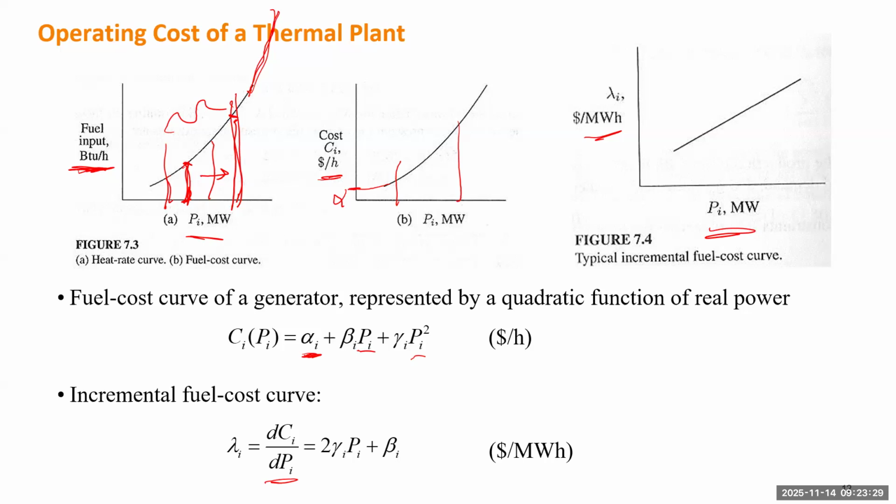But here, it just means the dollar amount per megawatt hour. That's the price of energy. So if you generate power at this value, that's this price. If you increase the output, usually the price will be higher. So based on this quadratic function, the price will linearly increase if you increase your output. So any question here? Okay. So let's move on.